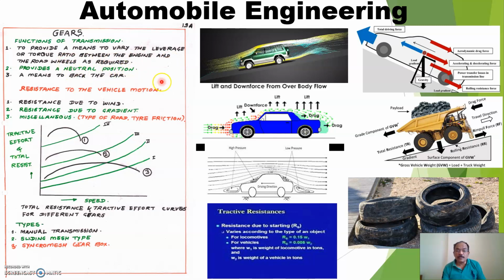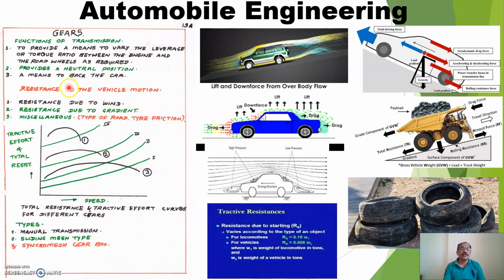To provide a neutral position. During stopping, you cannot switch off the engine. So there must be a provision to stop the vehicle when the engine is running. That provision is the neutral position. Neutral gear must be there, and a means to back the car. So it is also a provision to reverse the car.